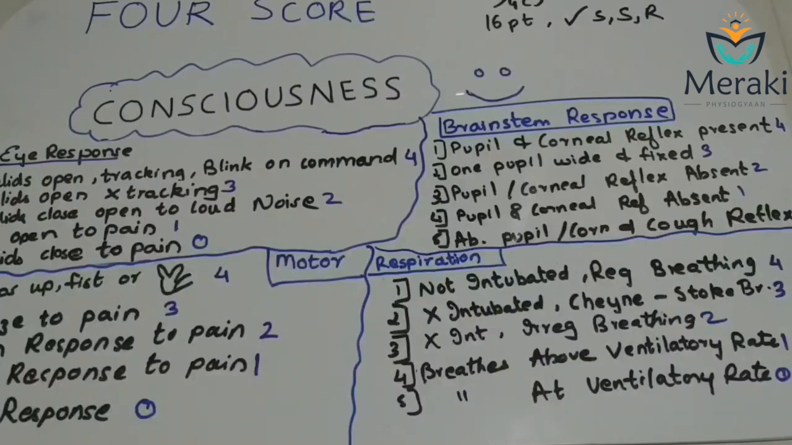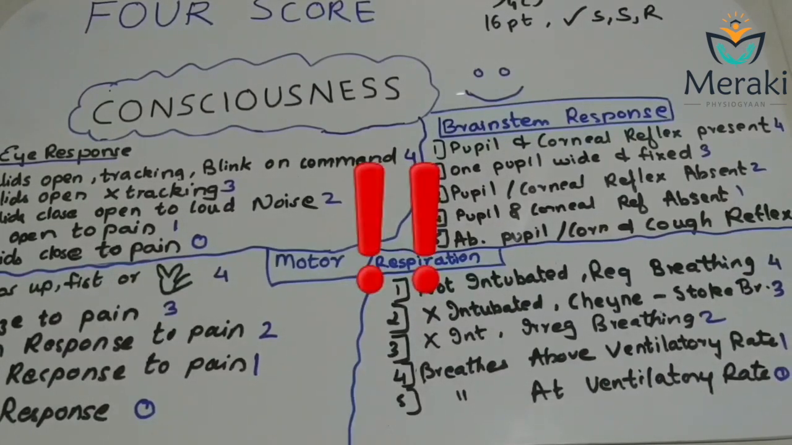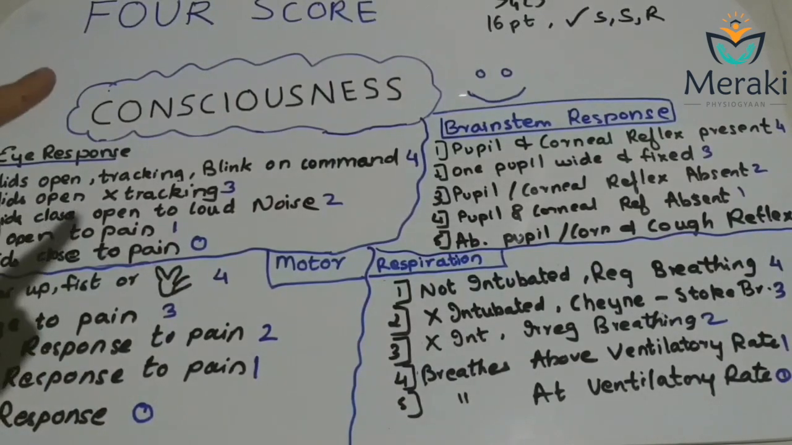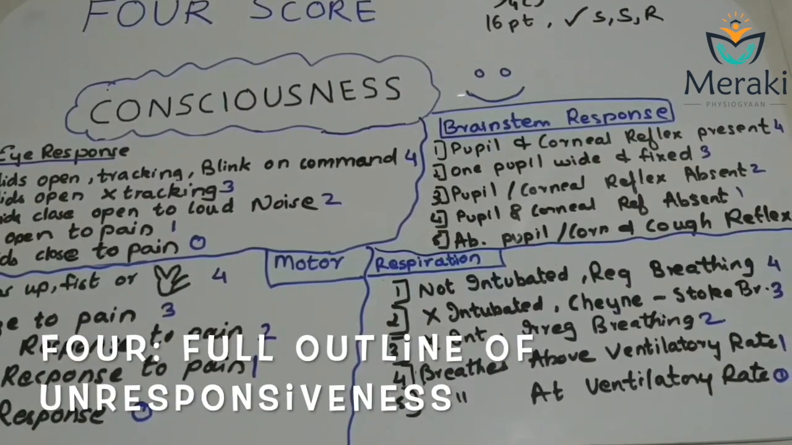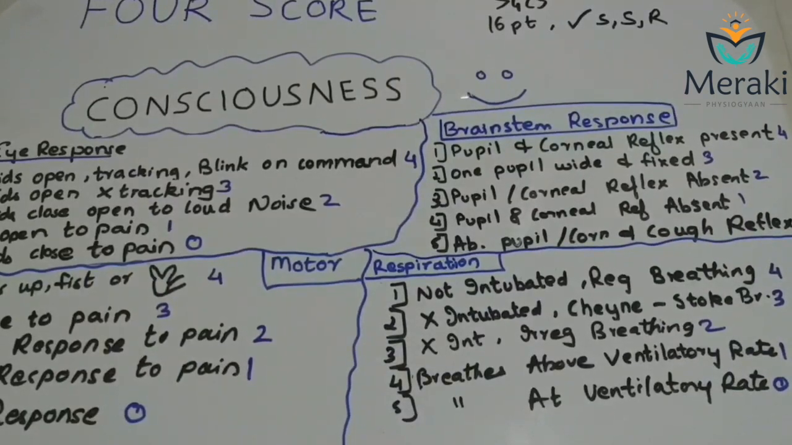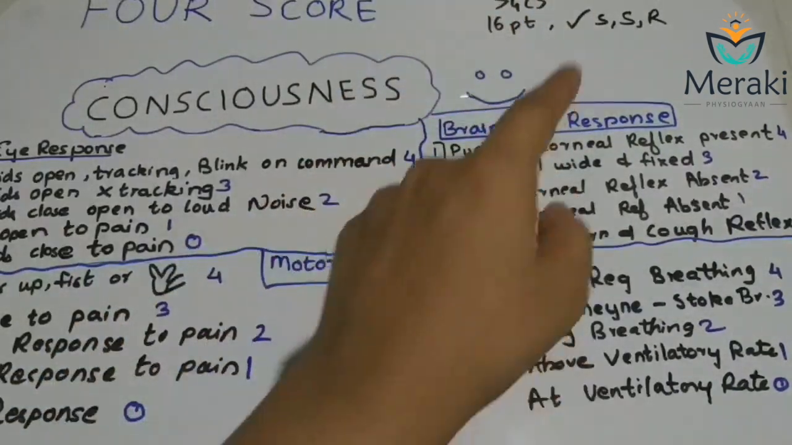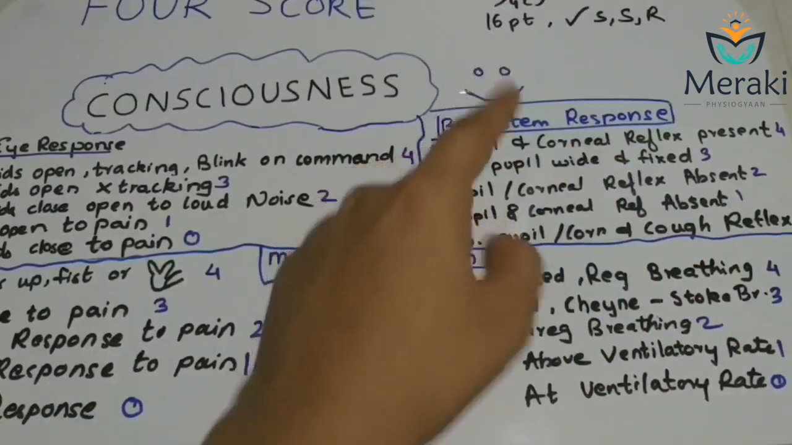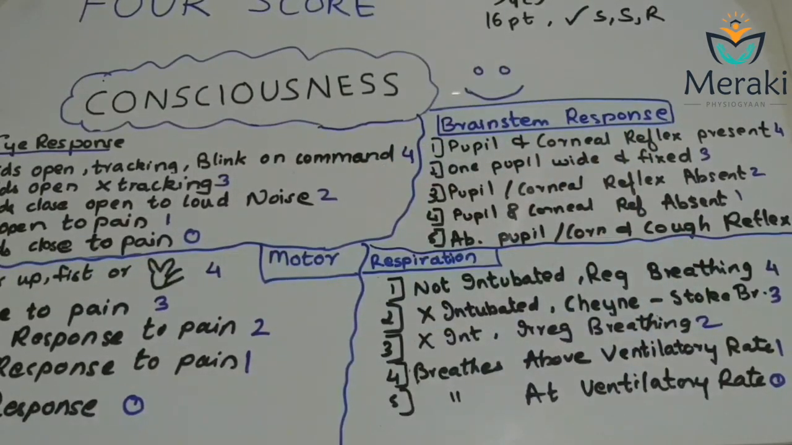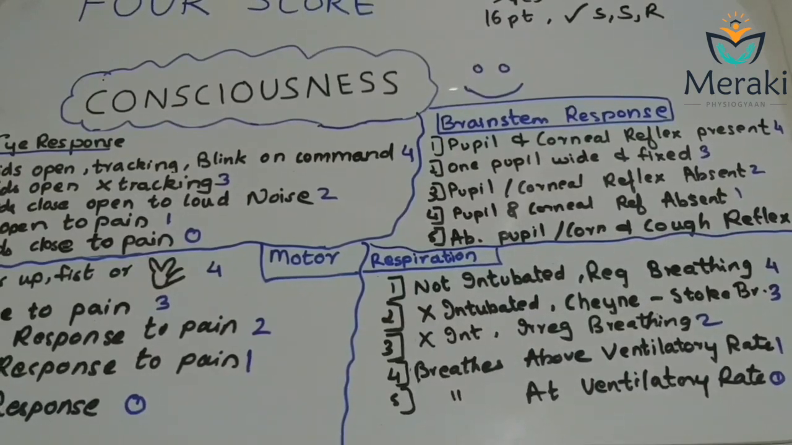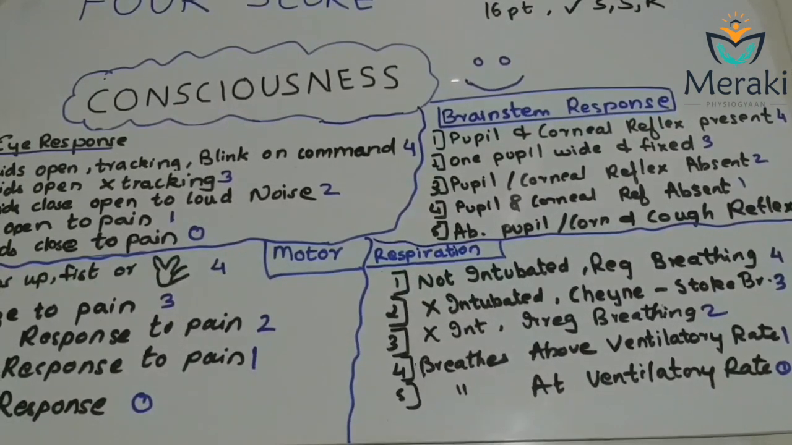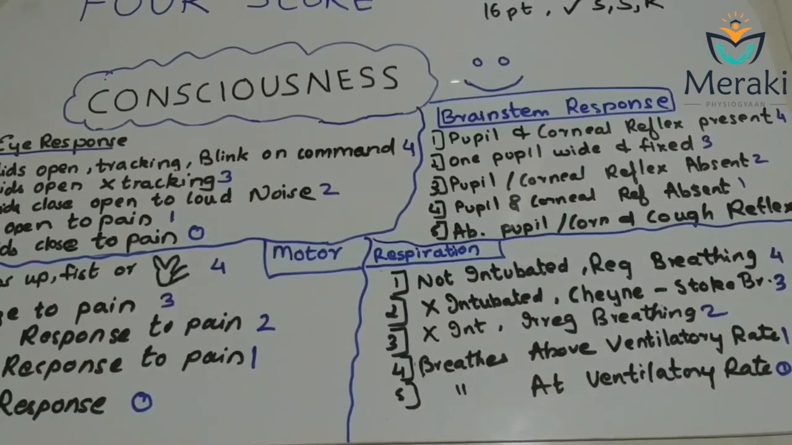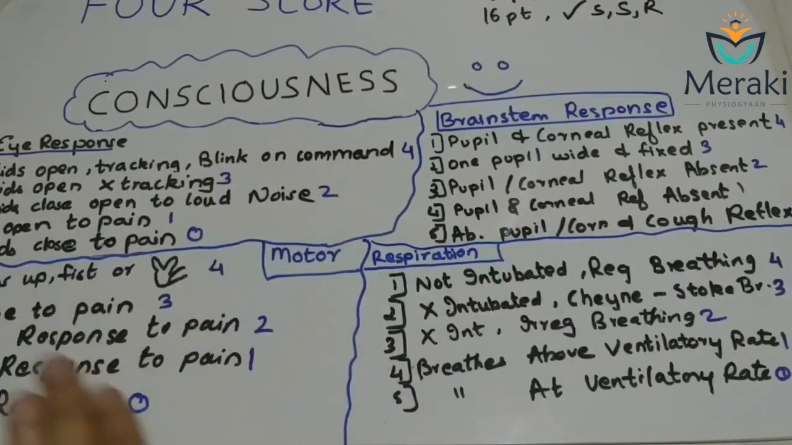So friends, as we saw, there are some limitations in GCS. So here's another scale for us to explore. That's the FOUR score, and the full form is Full Outline of UnResponsiveness. As compared to GCS, this scale is much better in terms of sensitivity, specificity, and reliability. It's a 16-point scale. So we saw that GCS could not be given to intubated patients or paralyzed patients, and it did not include brainstem responses. So this scale fulfills all of that.